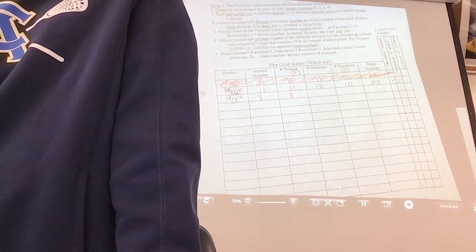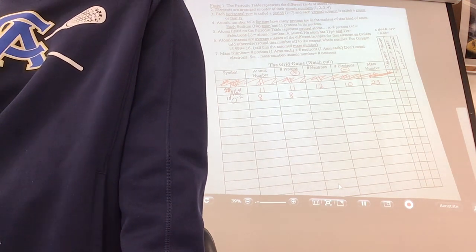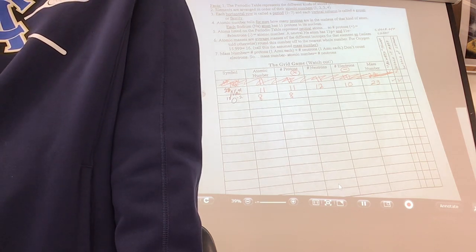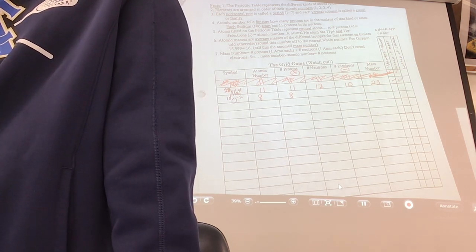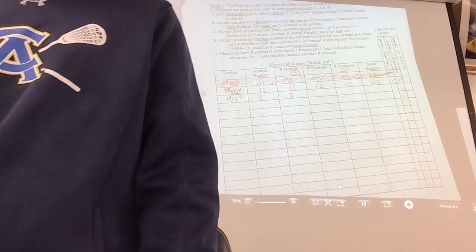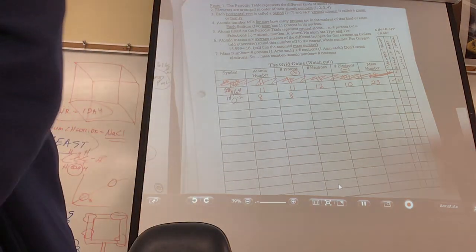The mass number, which is 18. Well, does oxygen always have a mass number of 18? Always? No. You're right, it doesn't. Does this one have a mass of 18? Yes.